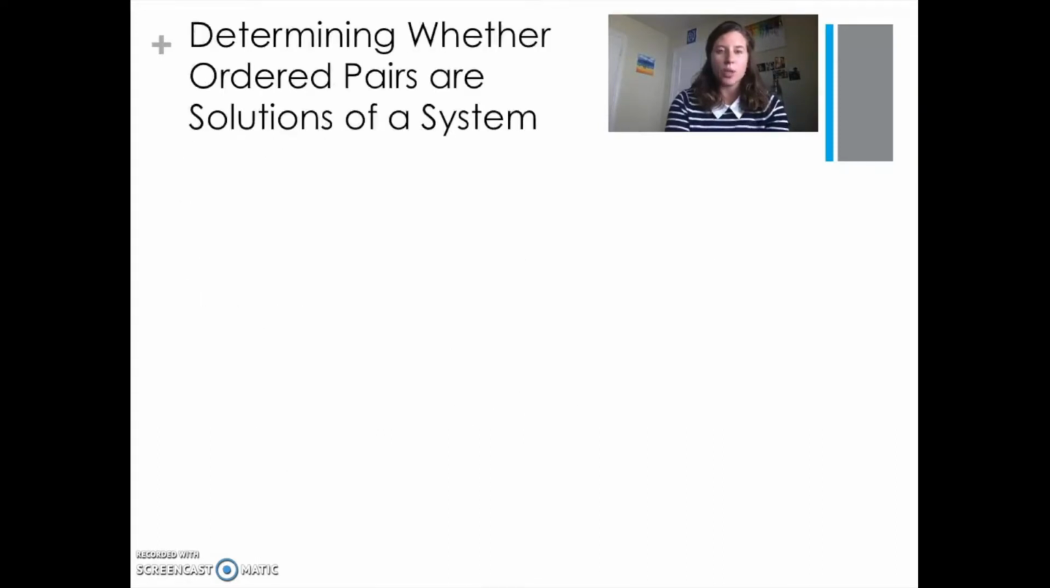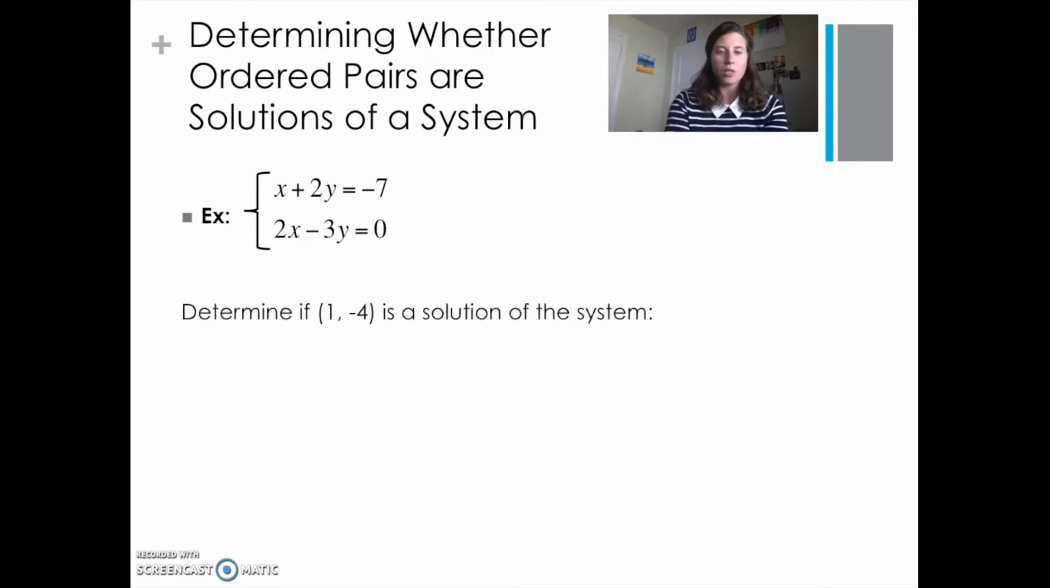How to determine whether ordered pairs are solutions of a system. For an ordered pair to be a solution of a system, it must satisfy both equations in the system. That is, it must make both equations true. Here's an example. X plus 2y equals -7 and 2x minus 3y equals 0. Determine if 1, -4 is a solution of the system.